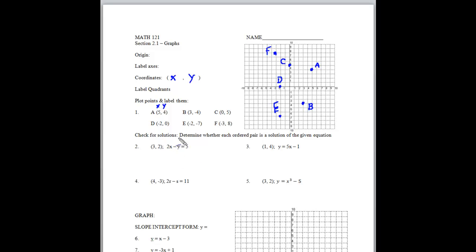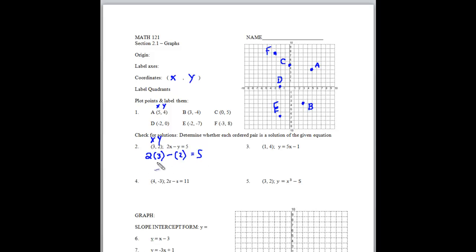And then the second part is to check to see if these are solutions inside of these functions. So if I plug 3 in for my x, and 2 in for my y, does this equal 5? Using my substitution skills, I'm going to plug in the numbers and use parentheses to show where those numbers were substituted. All right, which makes sense a little bit when you deal with negatives.